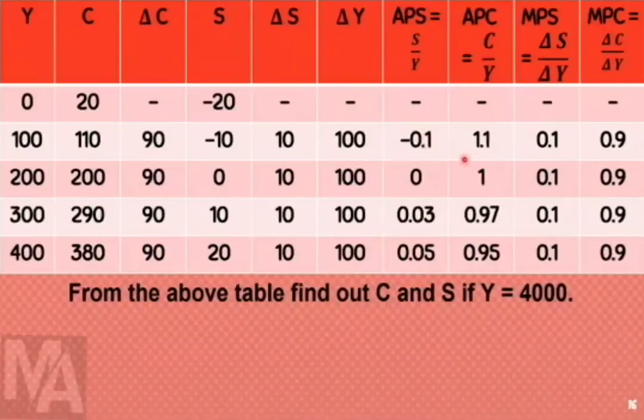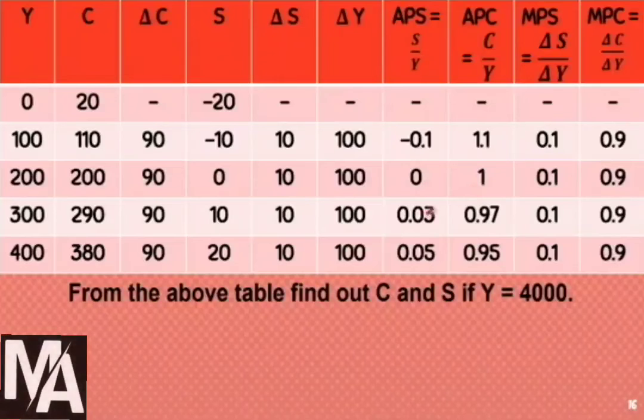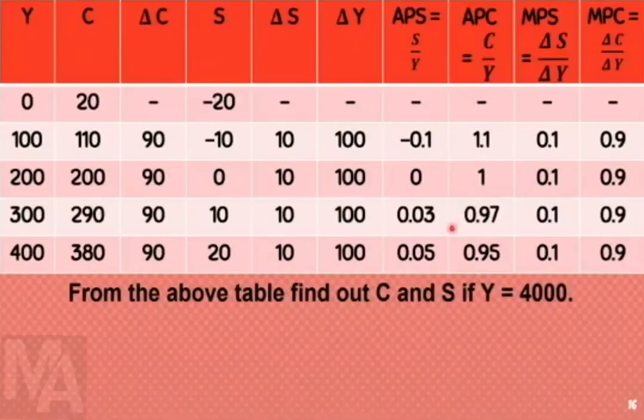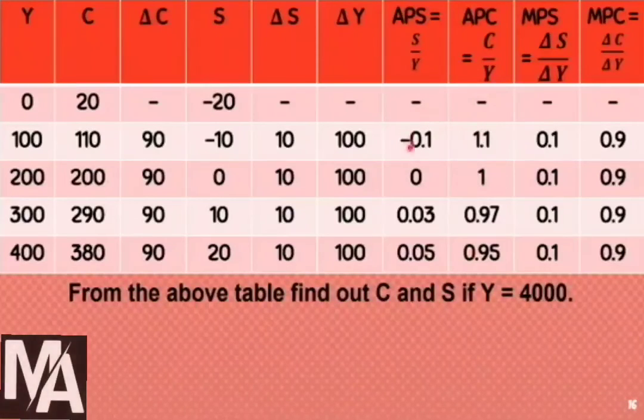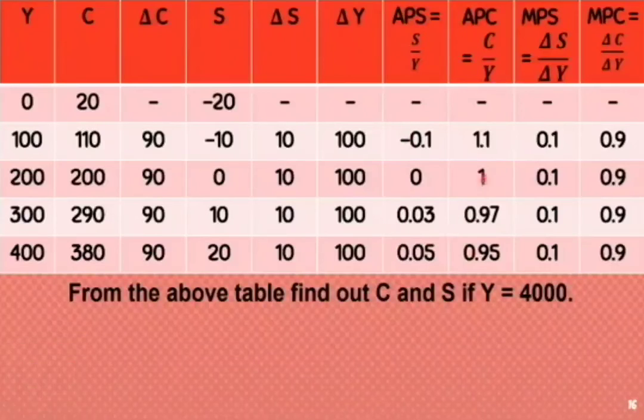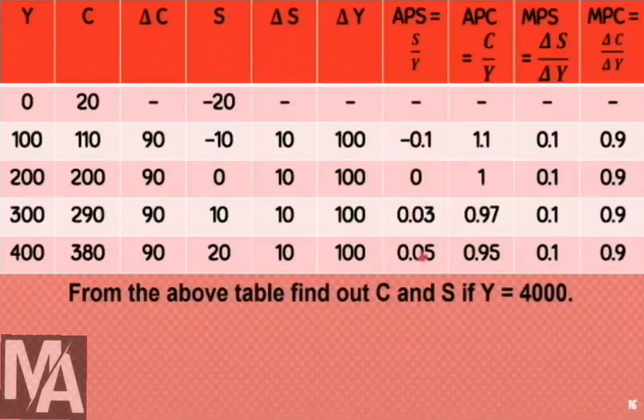And if you do this mathematics here, I told you APS plus APC is equal to 1. That is minus 0.1 plus 1.1 is equal to 1. 0 plus 1 is equal to 1. 0.03 plus 0.97 is equal to 1. And 0.05 plus 0.95 is also equal to 1. Which means either I am consuming or I am saving. This also means that as my consumption is increasing at a slower rate, my savings is increasing at a faster rate. In other words, the average propensity to consume is increasing at a slower rate, whereas the average propensity to save is increasing at a faster rate.